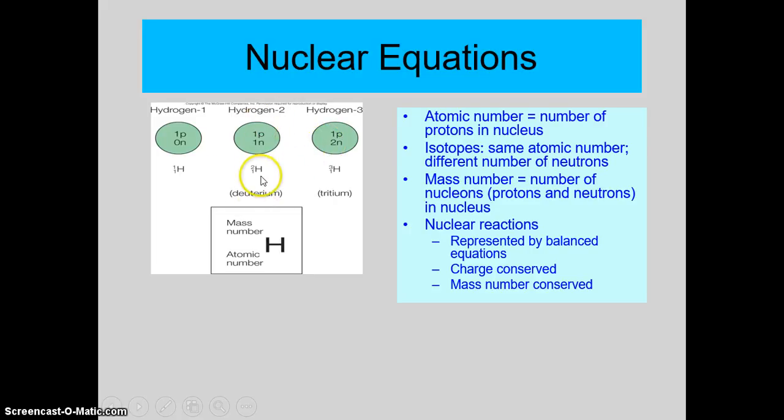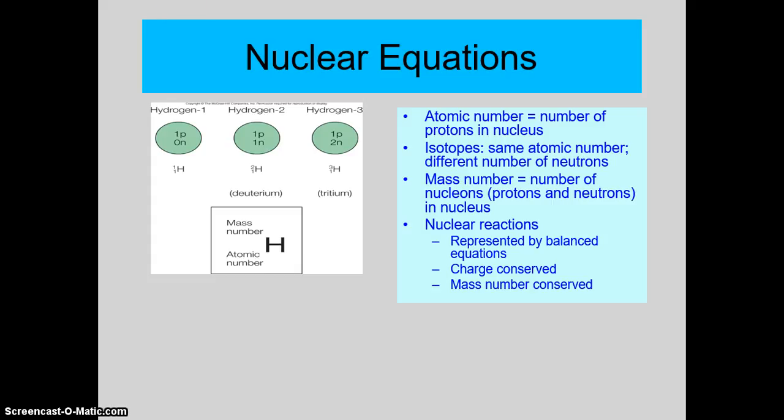Hydrogen-2 is also known as deuterium. Hydrogen-3 is also known as tritium. Hydrogen-3, or tritium, is actually radioactive. Deuterium is not radioactive, and basically it sits around forever.